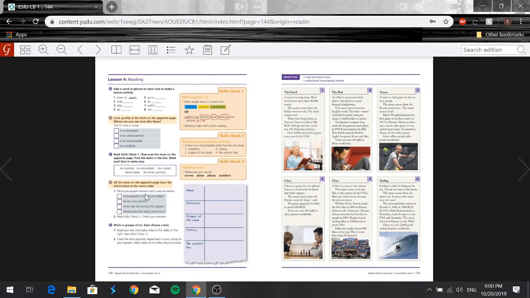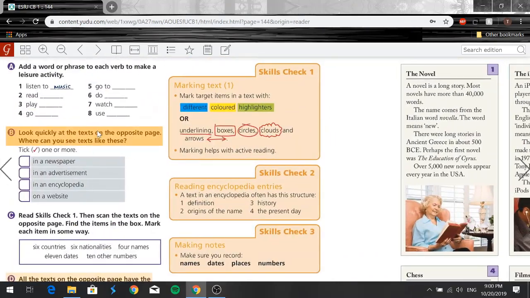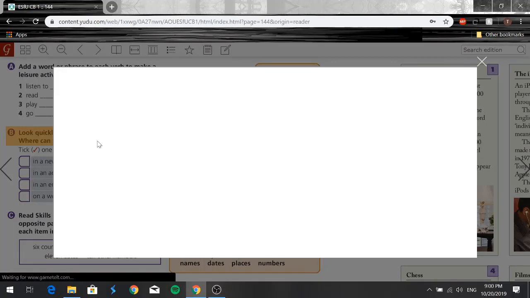Oh, I did not mean to do that. Let me open this so I can write it down.